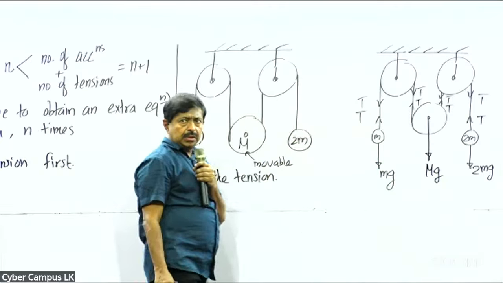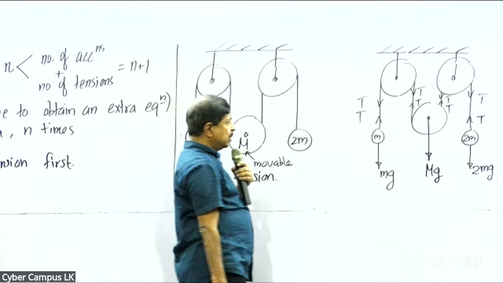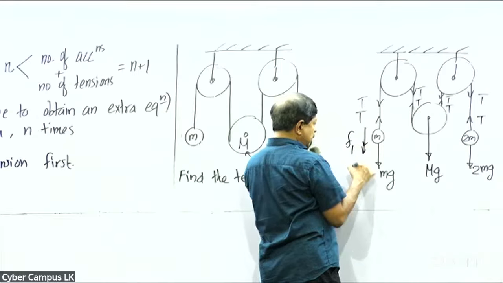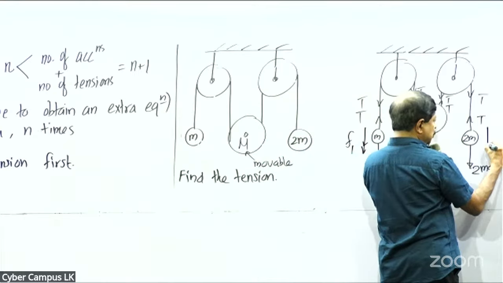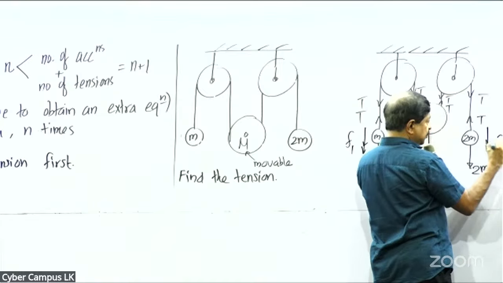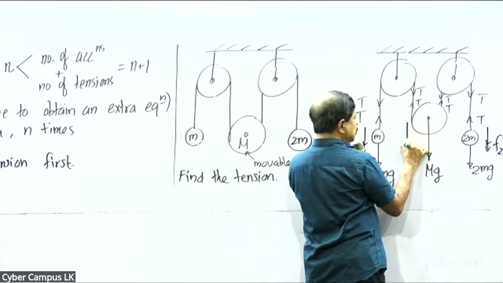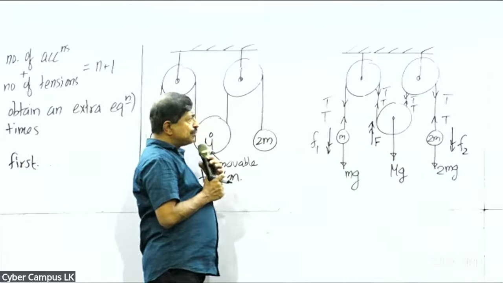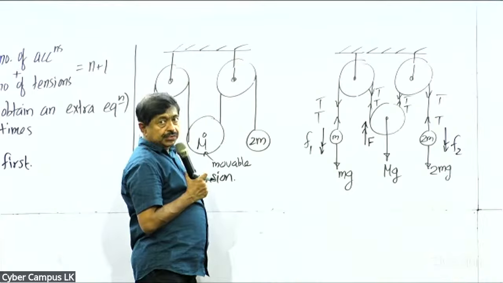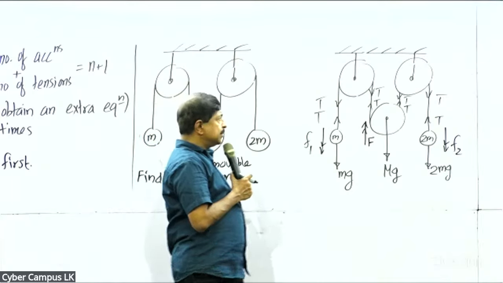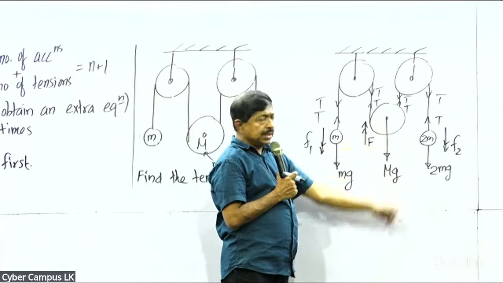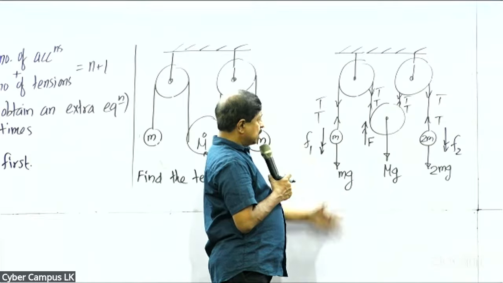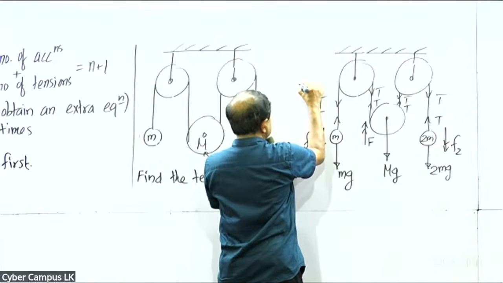Right. There are three movable objects. Now we'll mark the accelerations. We'll take this as F1. Since it is 2m, I take it as F2. I'll assume that this goes up with an acceleration F. Now look, how many variables are there? 3 accelerations and 1 tension. However, there are only 3 objects. Therefore, you have to use derivatives to find the extra equation.